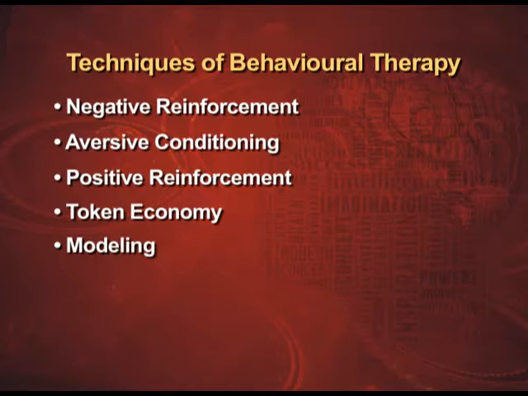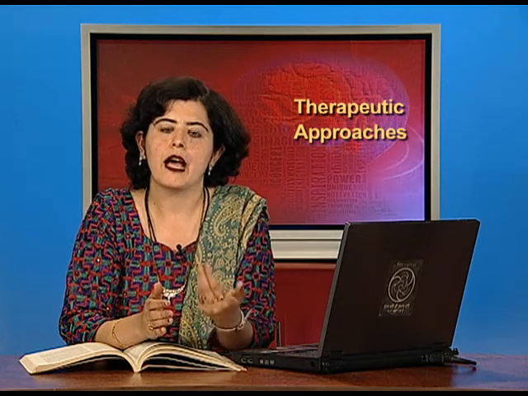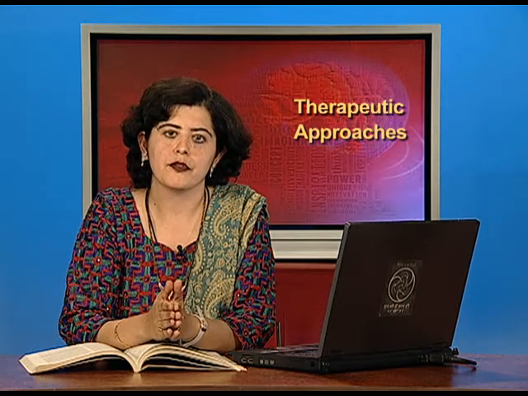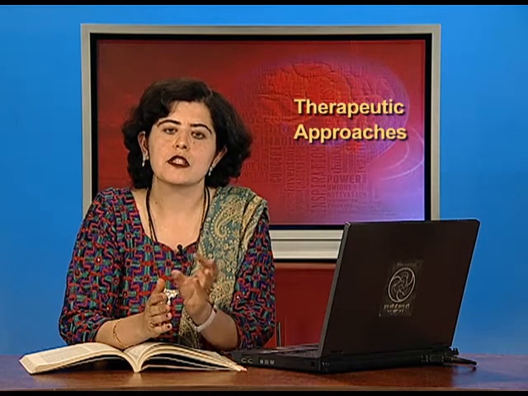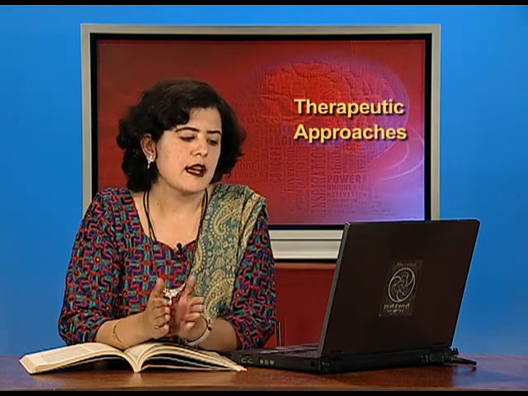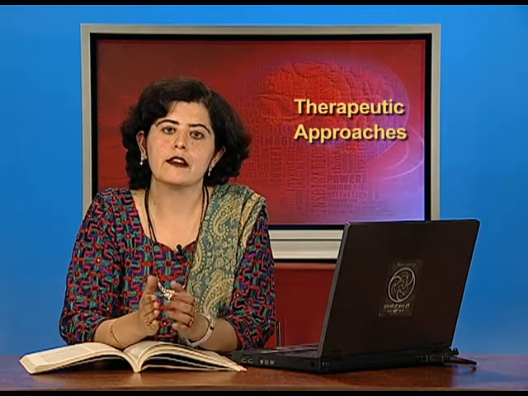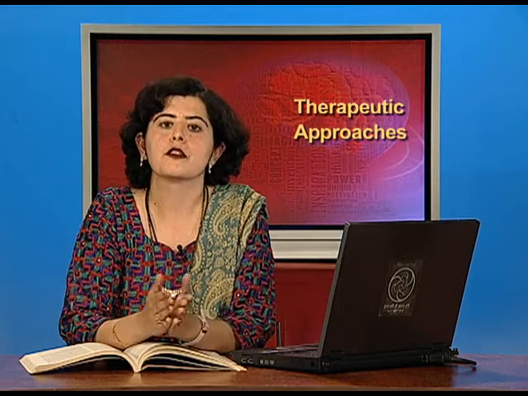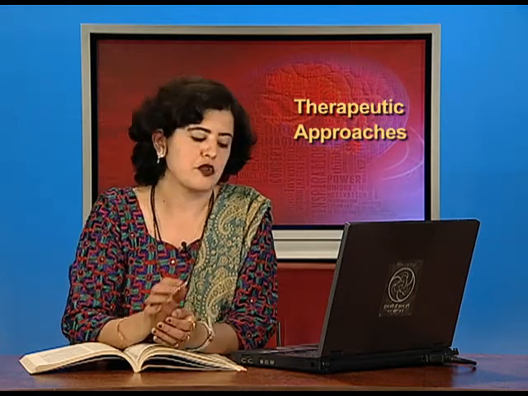Next we have is modeling. We also call it vicarious learning, where a role model demonstrates a behavior and that behavior is copied because the consequences of that behavior are positive. So based on the observation and behavior of a role model, the changes start occurring. For instance, a child learns to lie because the parents were lying, or the child learns to respect the elders because the parents were doing it. So parents are the role model for children. We call this vicarious learning, learning by observation.